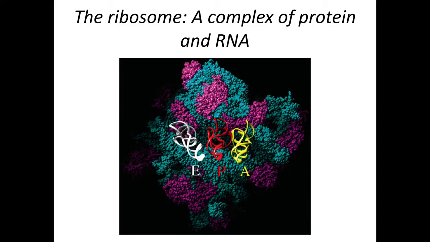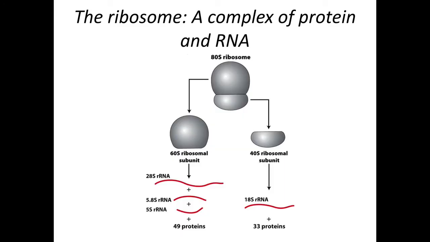But anyway, the ribosome is this large complex of proteins and RNAs, and it can be broken up into what are called subunits. The large 80S ribosome can be broken into a 60S ribosomal subunit and a 40S ribosomal subunit. The 60S ribosomal subunit consists of the 28S ribosomal RNA, the 5.8S ribosomal RNA, the 5S ribosomal RNA, and 49 proteins. And the 40S subunit consists of 18S ribosomal RNA and 33 proteins.